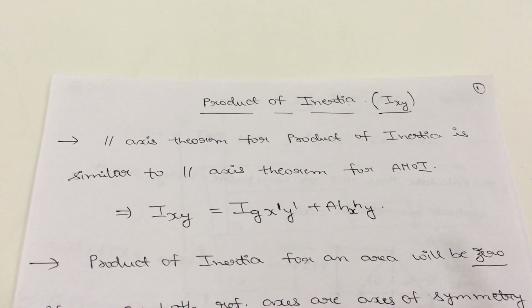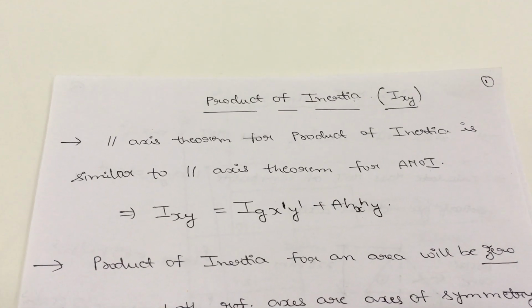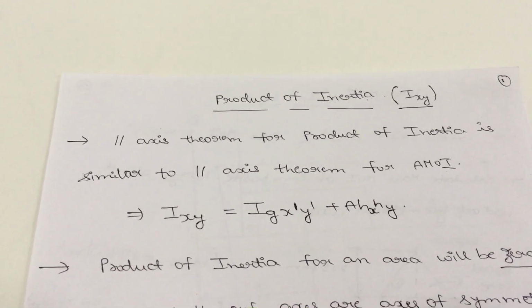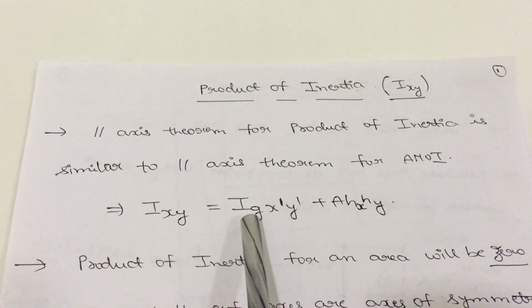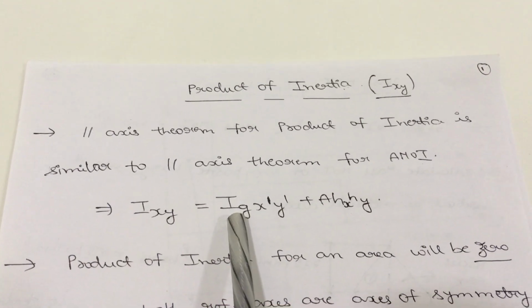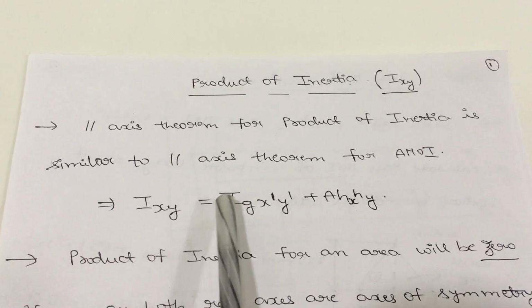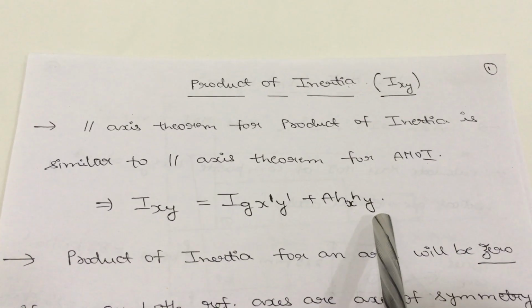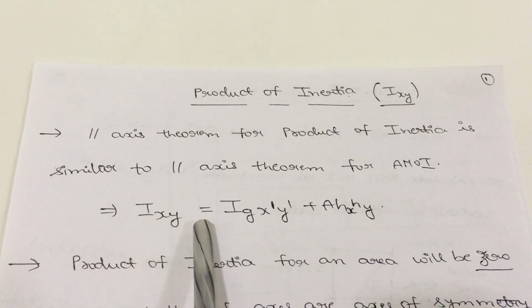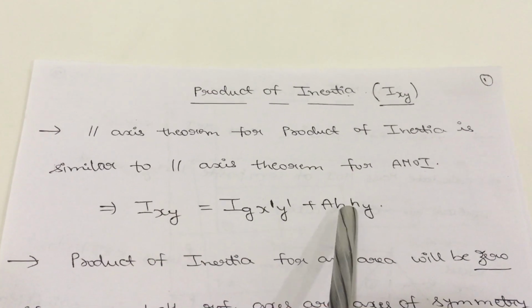Now we will see the differences when we compare the parallel axis theorem for the product of inertia and the parallel axis theorem for the area moment of inertia. The parallel axis theorem for the product of inertia is expressed as Ixy is equal to Ig x'y' plus A hx hy. Here we have three terms.